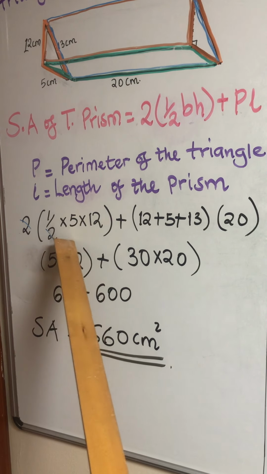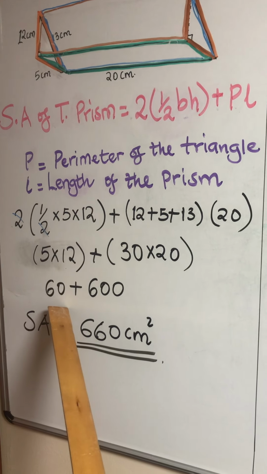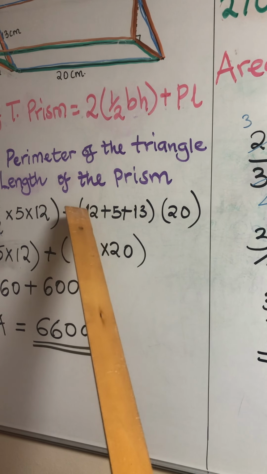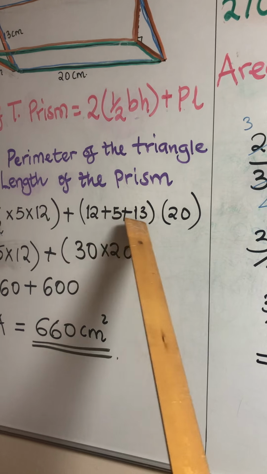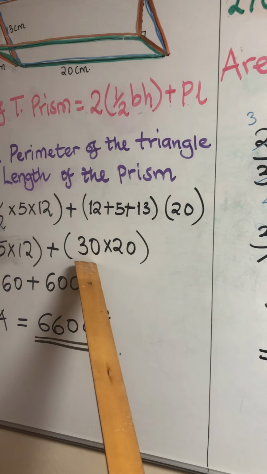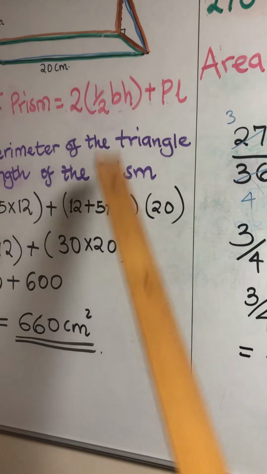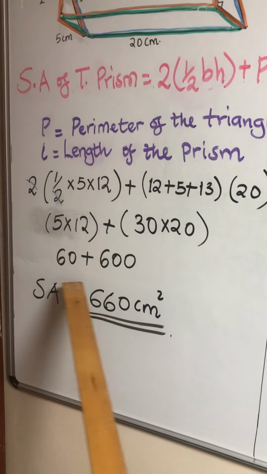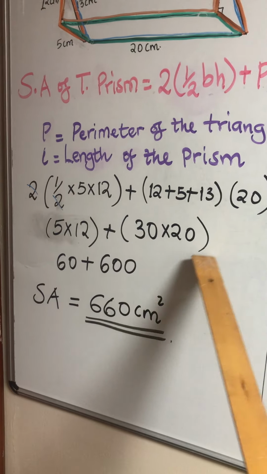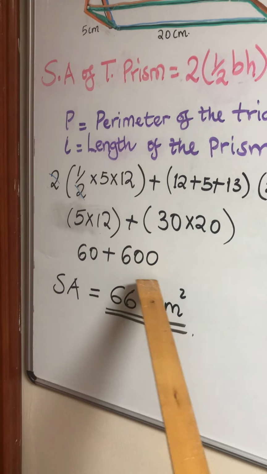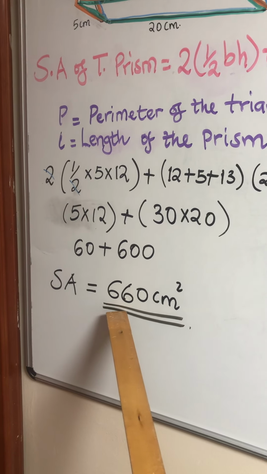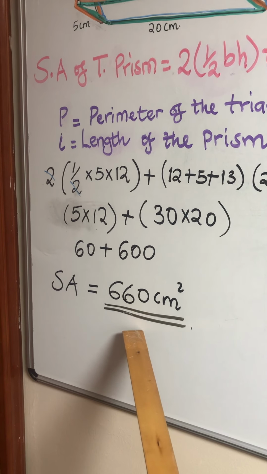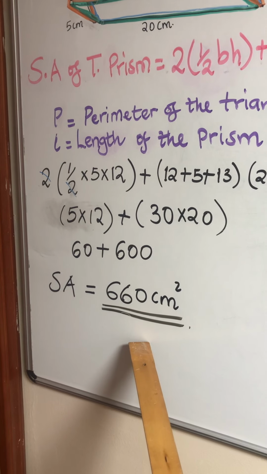So I remain with 5 and 12, which gives me 60. Then the perimeter was 12 plus 5 plus 13, which gave me 30, times the length, which is 20. So here I'm going to have 60, and then I'm going to have 600 on this side. So I'm going to add it all together, and I'm going to get the surface area for this prism being 660 centimeter square.